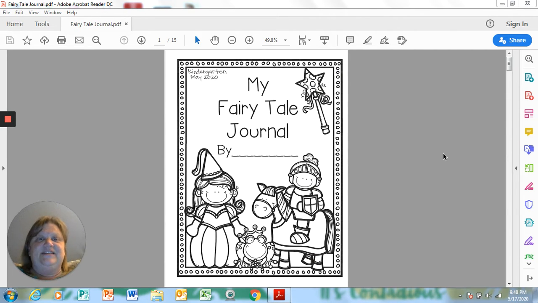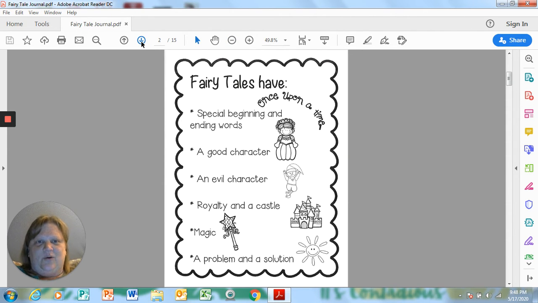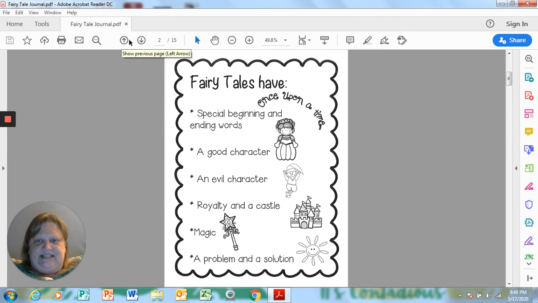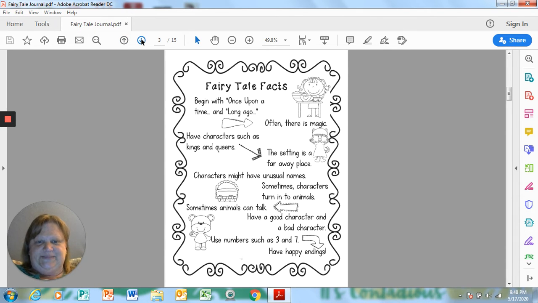Now you have a lot of different activities to choose from for your schoolwork this week, but I hope one of the things you'll choose is your fairy tale journal, your very own fairy tale journal that I created for you. So this is what it looks like, and you have one at your house. Before I can even read a fairy tale to you, we need to talk about what makes a fairy tale. Right inside your fairy tale journal, the first 2 pages tell us what is in a fairy tale. So this is the first page and this is the second page.